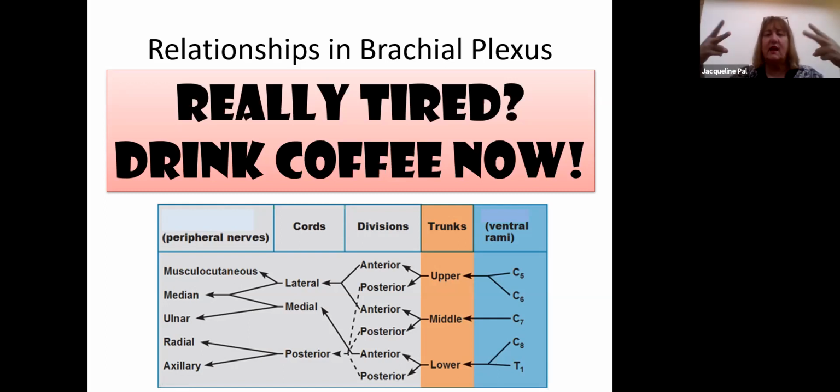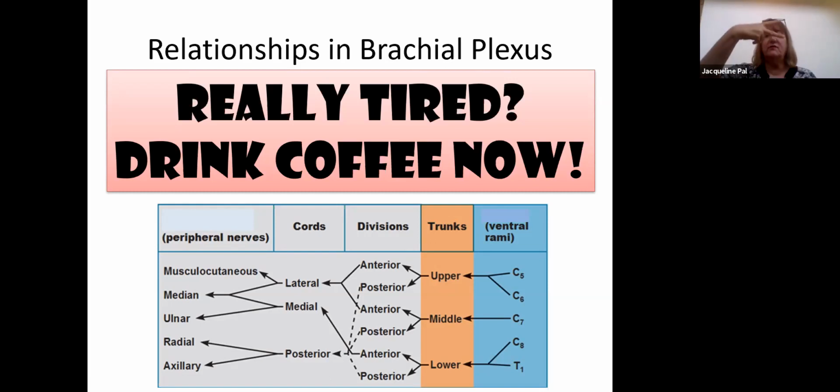And what you'll notice is the upper 2 are joining together and the bottom 2 are joining together. So we're going from 5 rami to only 3 structures. And those 3 structures are now called trunks. That's the T. And so the higher 2 rami form the upper trunk, the lower 2 form the lower trunk, and the one in the middle stays by itself.